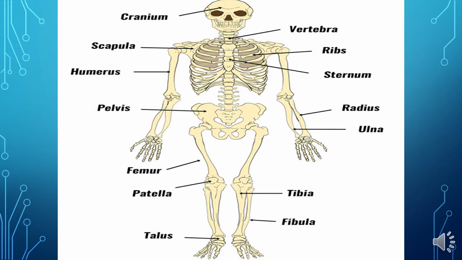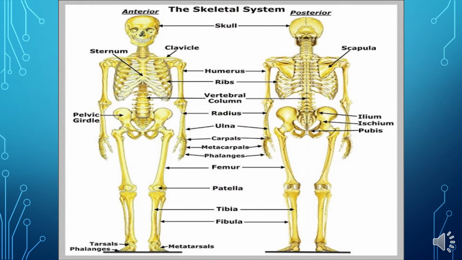So the human skeleton, the entire of it, consists of the cranium or the skull. We have the vertebra, the ribs, the sternum, radius, ulna, femur, the patella, the tibia and fibula, and the talus. So this image shows the anterior and the posterior view of the skeletal system.